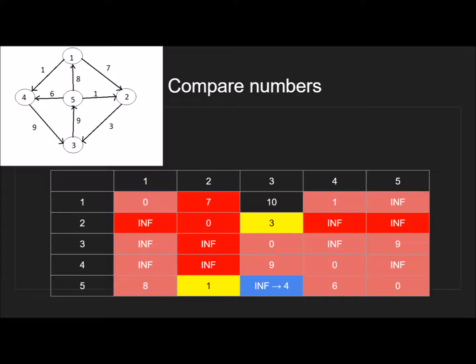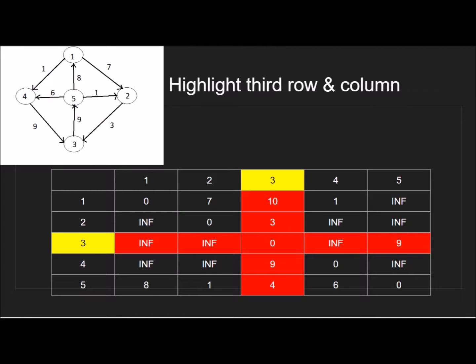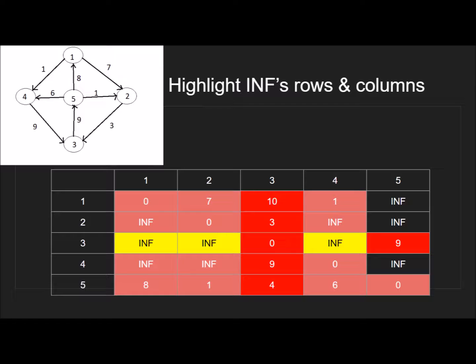Now that we have updated the first INF, we will move to the second. Compare this to 3 and 1. 4 is less than infinity, so it will be changed. We now have an updated numbers table, so we will move to iteration 3. Freeze the third row and the third column. Once again, freeze any row or column that are corresponding to the main INFs.